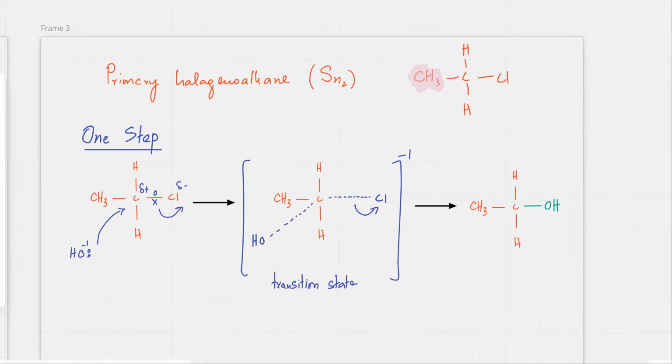So it's a one-step reaction. The transition state doesn't mean it's not an intermediate. It means that somewhere in the middle, this might be happening. It doesn't really actually exist. It's just a transition that's happening.